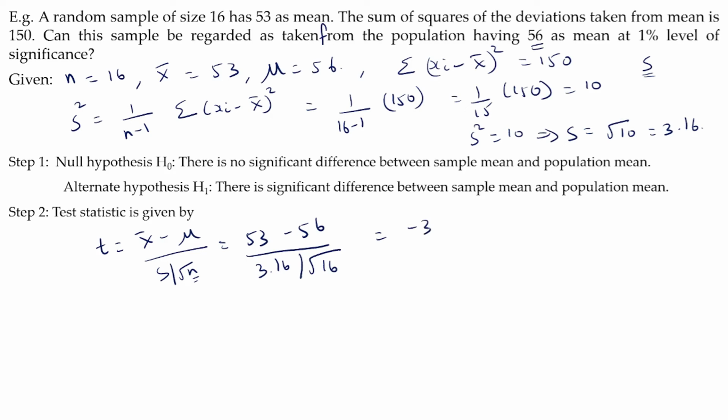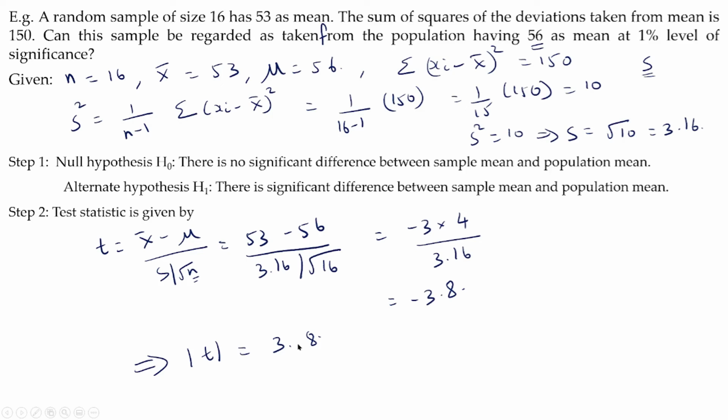So it is equal to minus 3 into root 16. When we take it up, it is 4. Root 16 is 4. So minus 3 into 4 upon 3.16. It is minus 12 by 3.16, which is approximately equal to minus 3.8. Now we are having a negative sign. So we have to take modulus t. This implies mod t equal to 3.8.